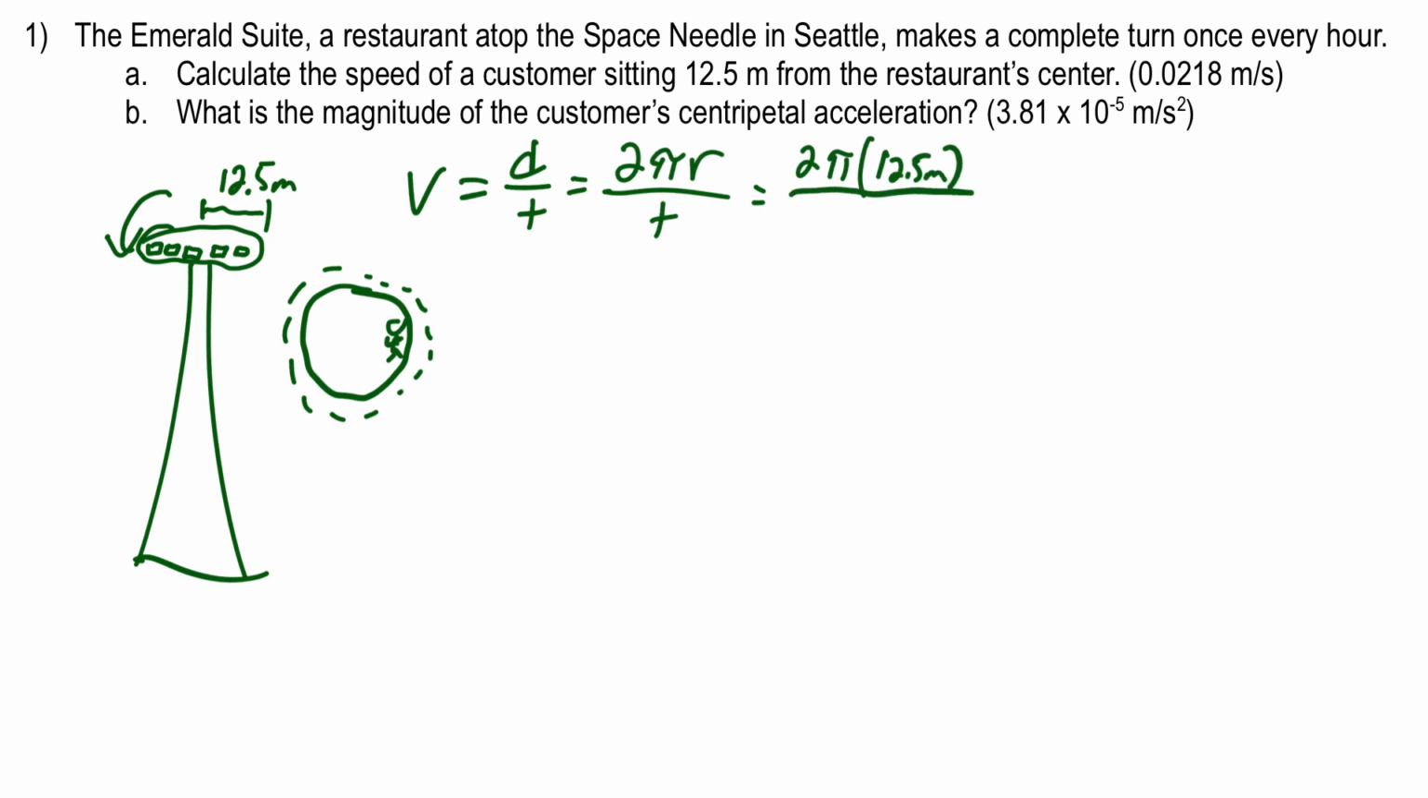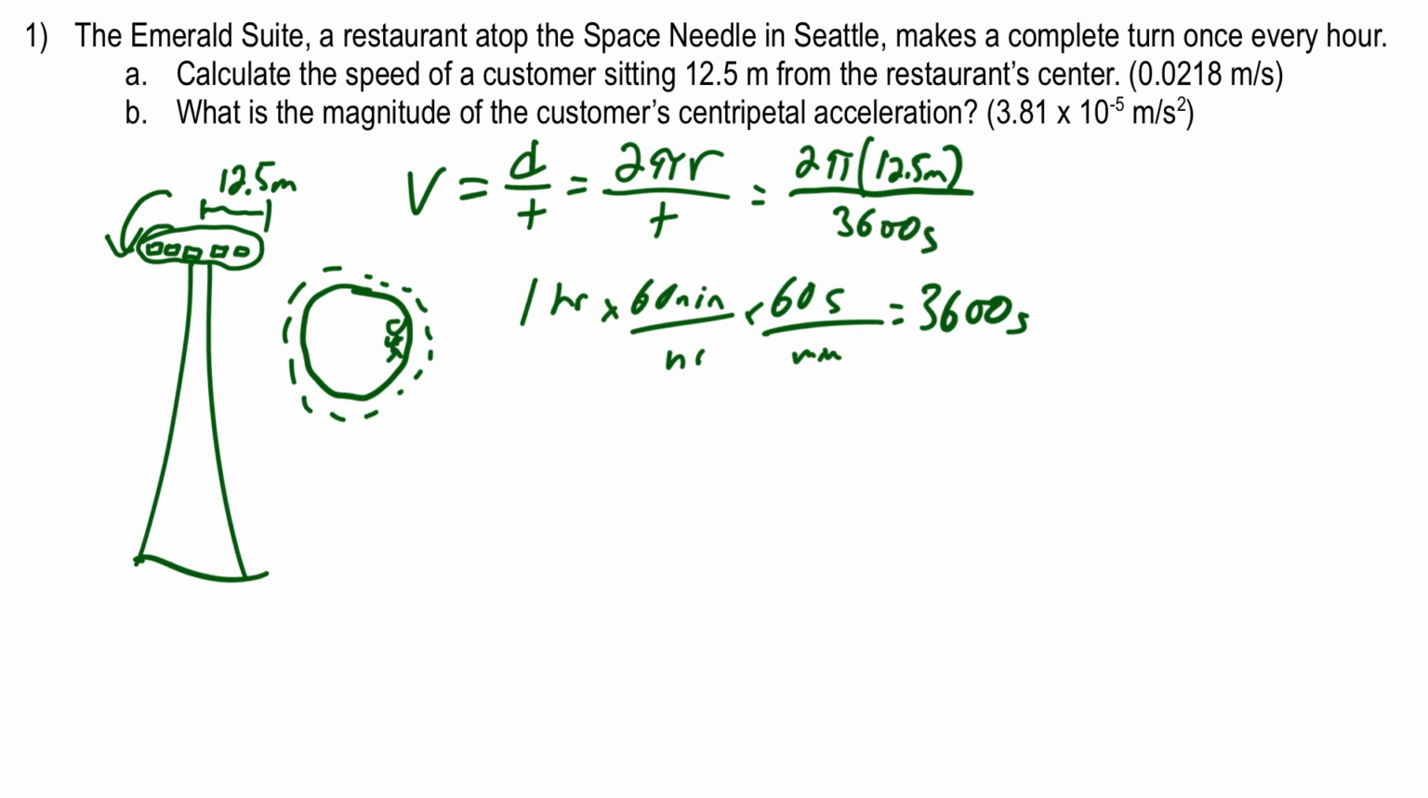Now we do want to change this to seconds. So 1 hour is 60 minutes per hour, and that's 60 seconds per minute, which gets us 3,600 seconds. All right, we'll multiply that out, and we get 0.0218 meters per second.